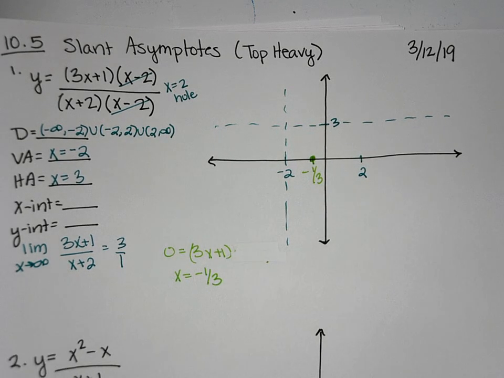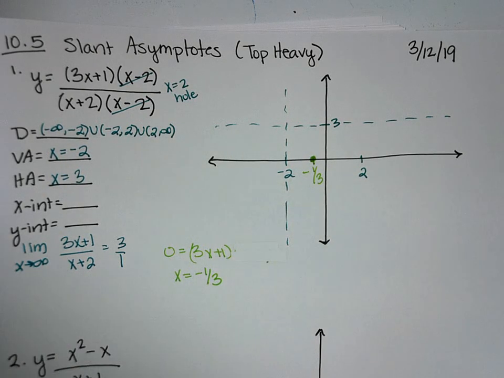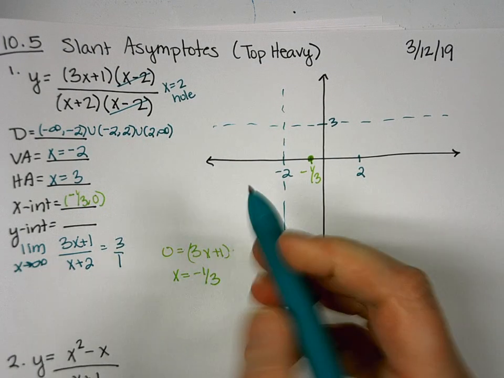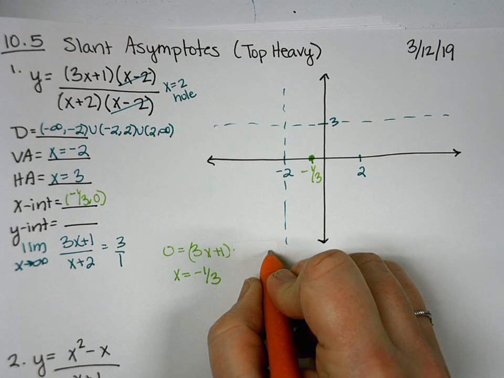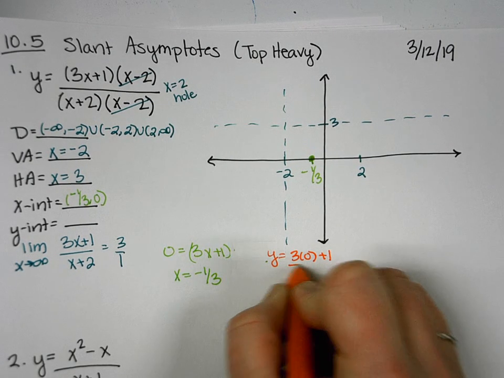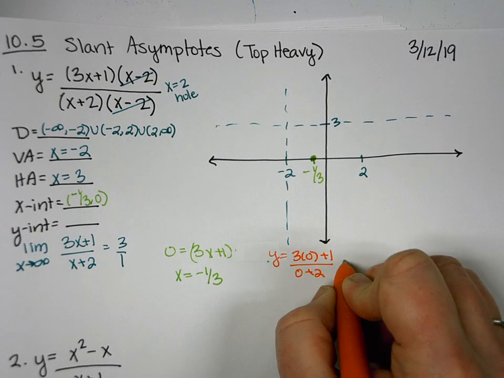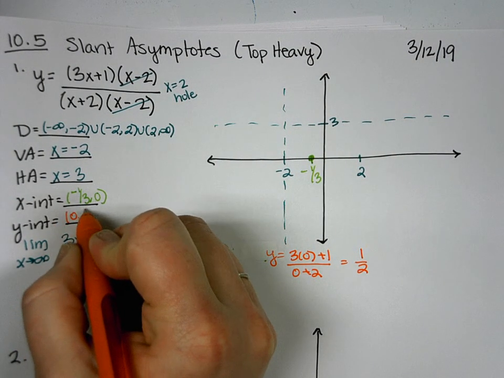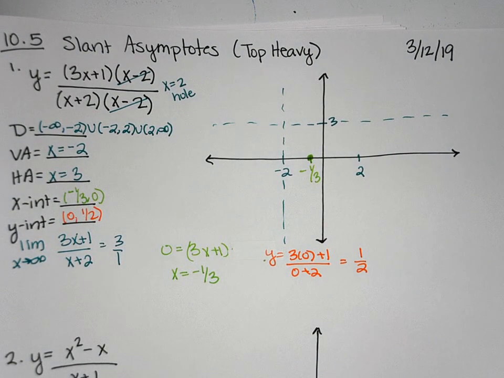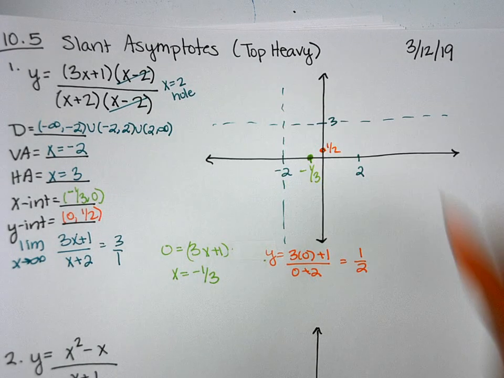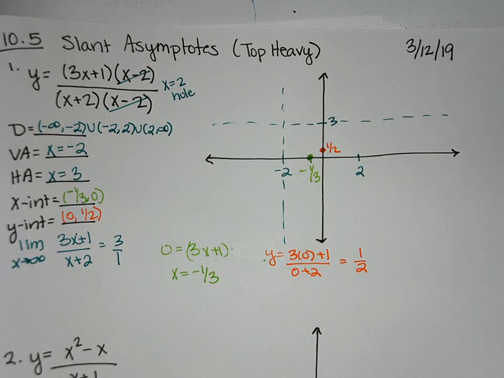For our y-intercept, we set x equal to 0. So when we set y equal to 0, or sorry, x equal to 0, 3 times 0 plus 1 over 0 plus 2, you get 1/2. So I know that 0, 1/2 will be my y-intercept. I'm going to put 1/2 there. And so at this point, I have all my information in order to be able to graph.